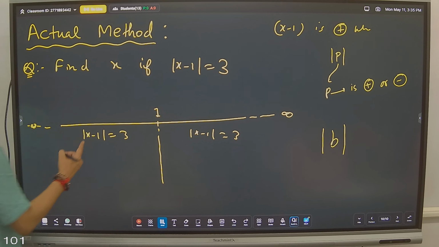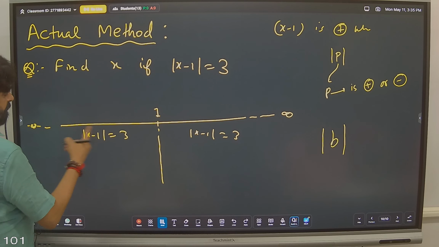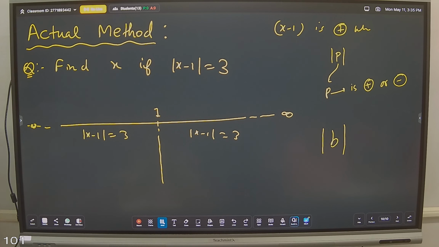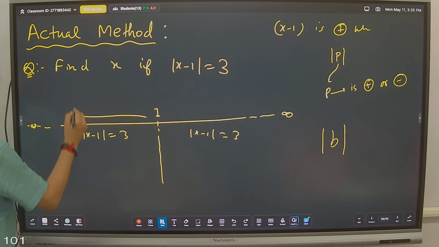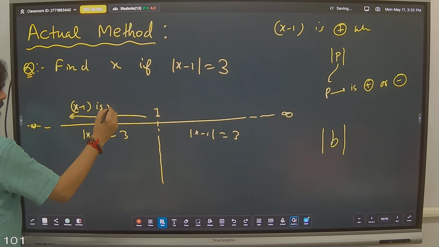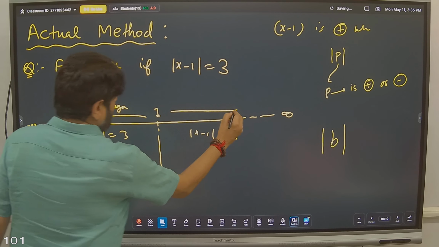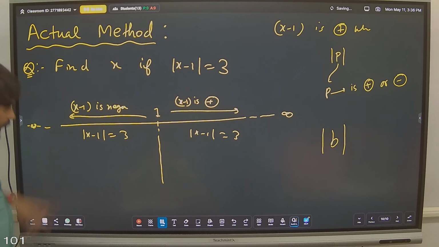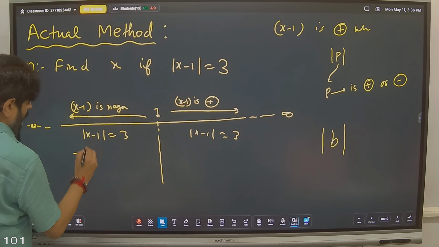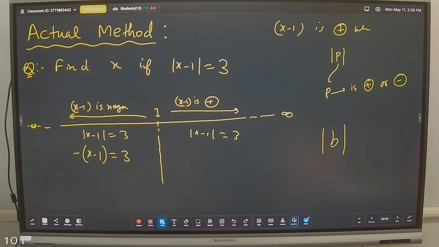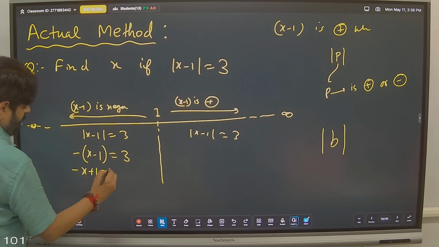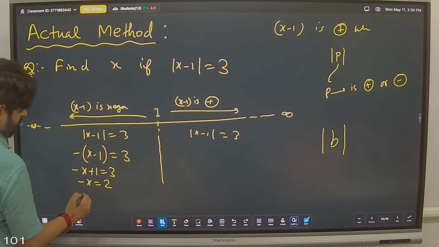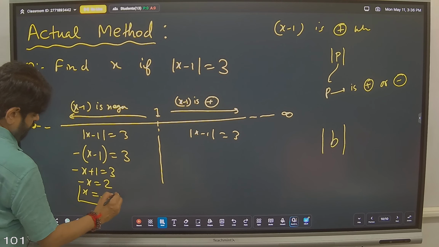First let's solve here. Here, can I remove this mod? Speak out. How? Because this area says X minus 1 is negative. Yes or no? This area says X minus 1 is positive. So I know X minus 1 is negative. So the mod disappears and the minus sign will come. Are you able to understand? So it will come minus x plus 1 equal to 3, minus x equal to 2, x equal to minus 2. Check.